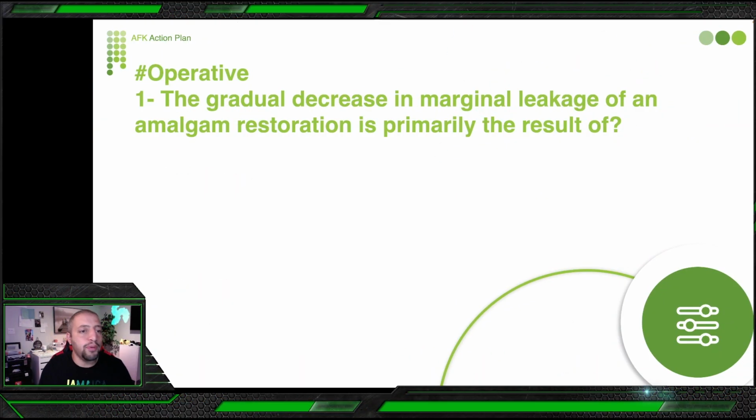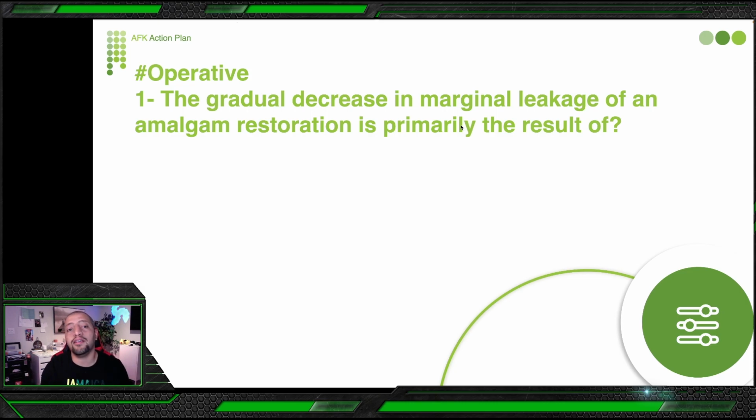First question from Operative: the gradual decrease in marginal leakage of an amalgam restoration is primarily the result of... And here is the keyword. In this newsletter, I will give you questions with concepts. It's important to read the question carefully, and for most of these questions you can conclude the answer. I cannot just tell you; I will give you a reference and then we read it together to conclude the answer.